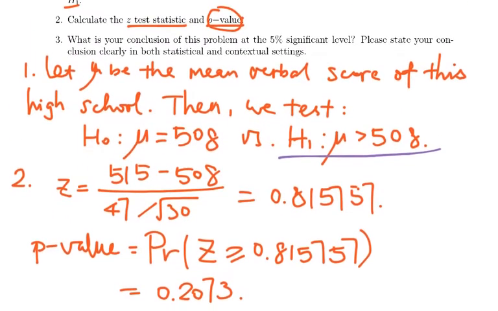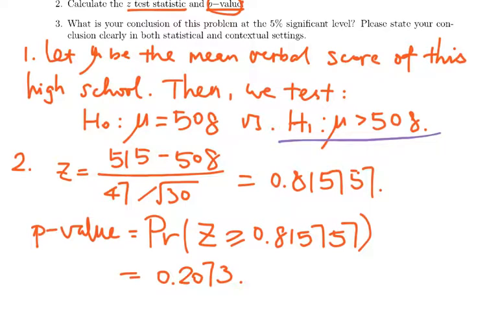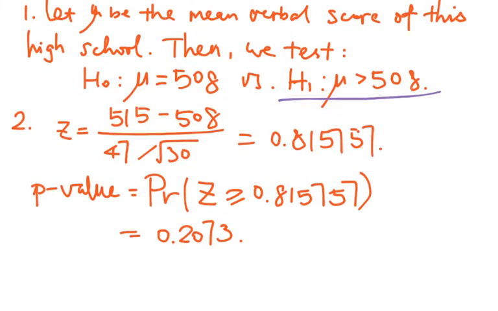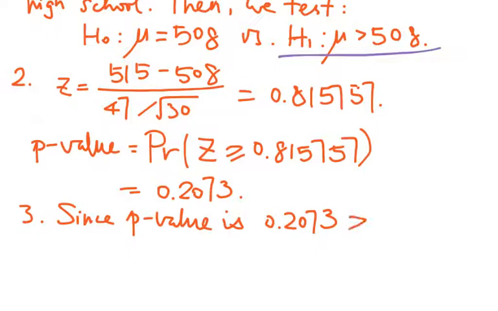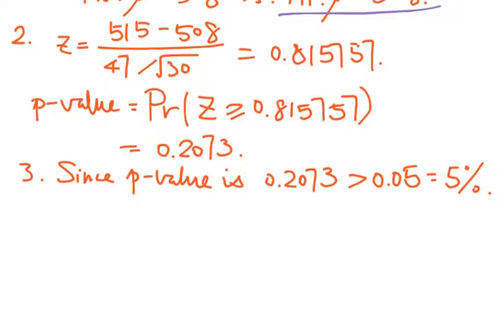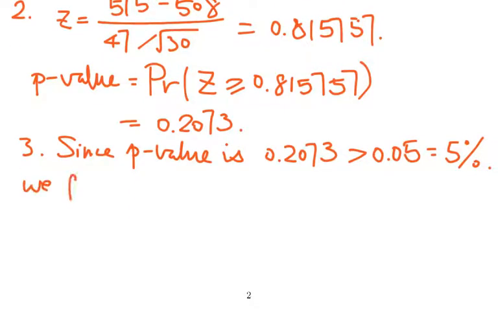For the third part, we want to conclude about this problem at the 5% significance level. Because we find the p-value is equal to 0.2073, which is greater than 0.05, that is 5%, we fail to reject H0. Okay, this is the statistical conclusion.